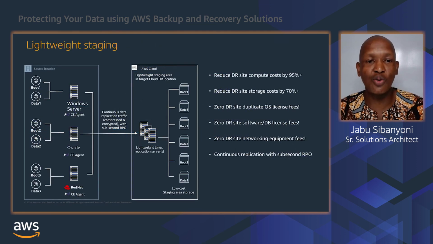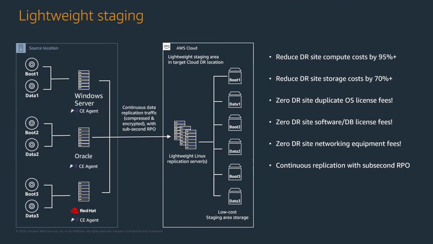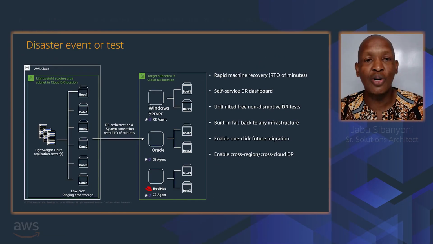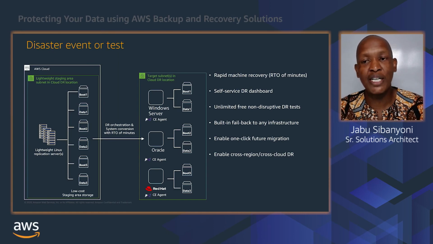So just to show you how that environment works, it provides you with a lightweight staging environment inside AWS Cloud. So this allows you to reduce your disaster recovery site compute cost by more than 95%. So in an event of a disaster, you are able to rapidly recover your data into AWS, providing you with RTO within minutes.